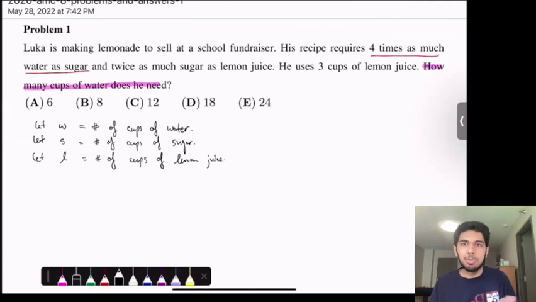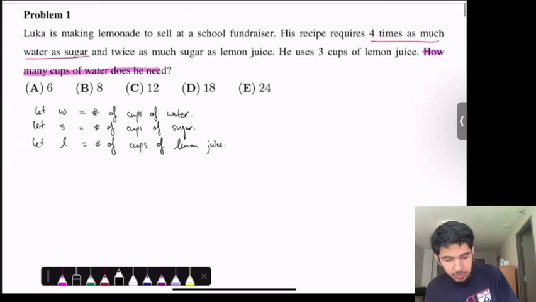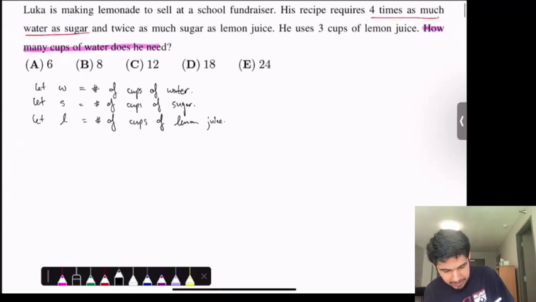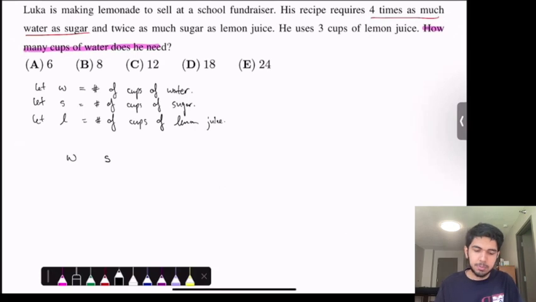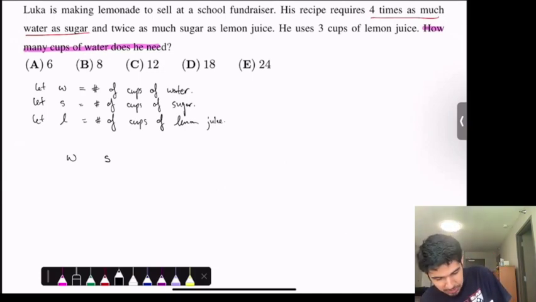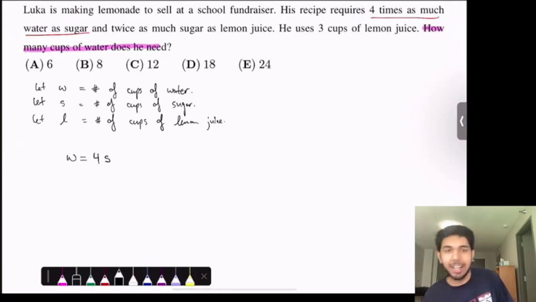Now we have to somehow relate all 3 of them in some way, so that way we can solve for W. So let's start at the beginning here. The recipe requires 4 times as much water as sugar. So we're going to have some sort of relationship between W and S. The amount of water is 4 times the amount of sugar. So we can say that W is equal to 4S.